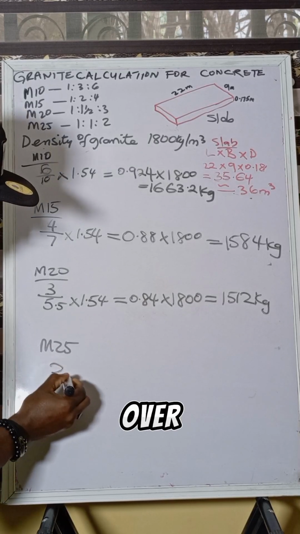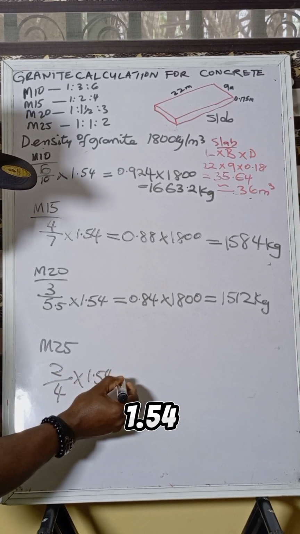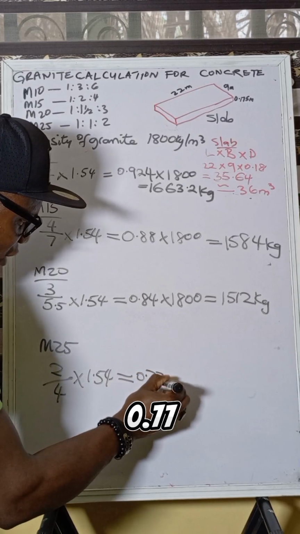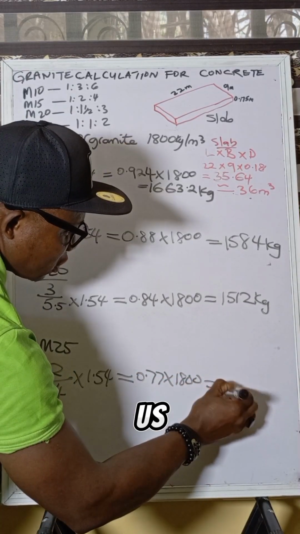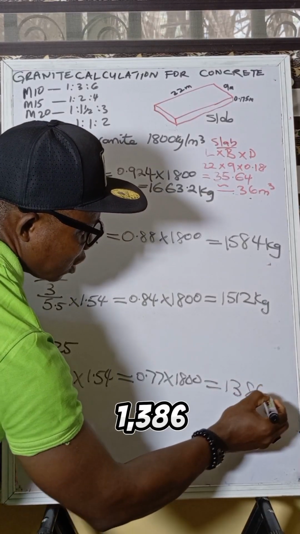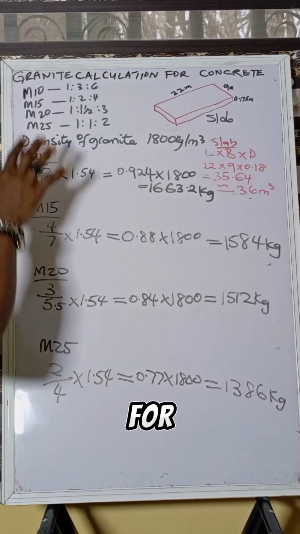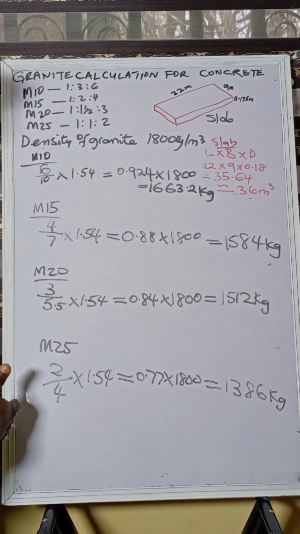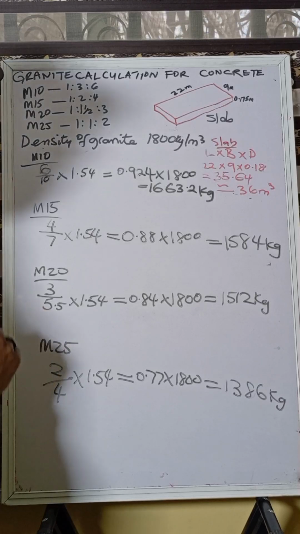For the last part, grade 25 of concrete, it is 2 over 4 multiplied by 1.54, which is 0.77, multiplied by the density, 1,800. So this will give us 1,386 kg. So for the various grades of concrete, all of these are the quantities of granite required per cubic meter in kg.